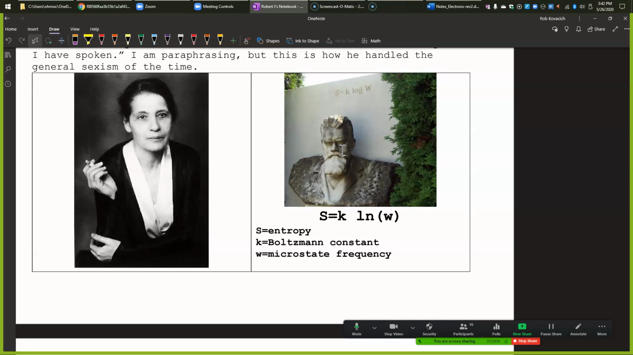He was the person who talked about microstates. Oh yeah, Boltzmann. So this is his tombstone. It's scary. Doesn't look super friendly, does he?